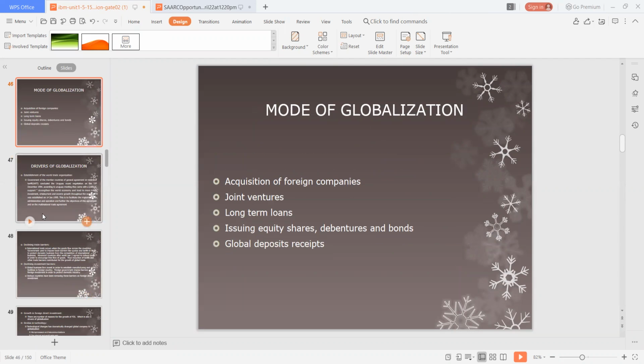Foreign companies, joint ventures, long-term goals, issuing the equity shares, debentures and bonds, global deposit receipt.